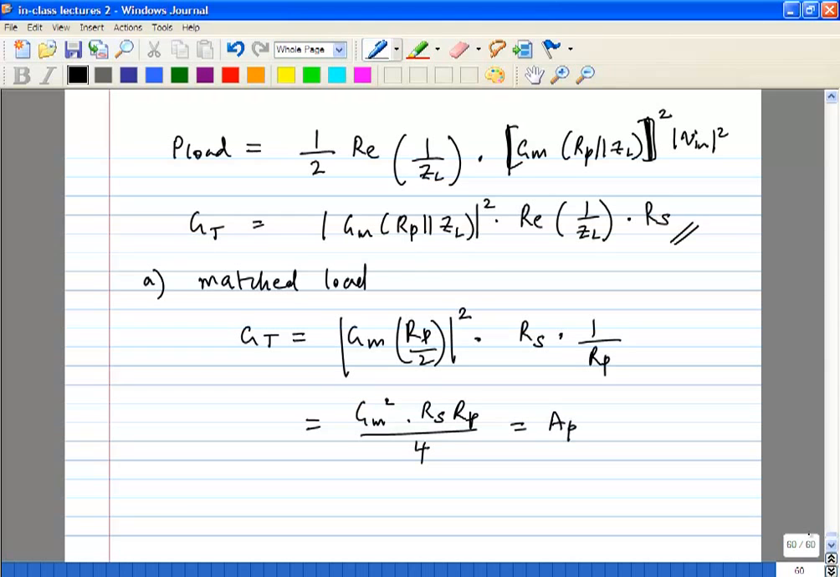Remember, available power was power available at the load under match condition over power available from the source, also under match condition.